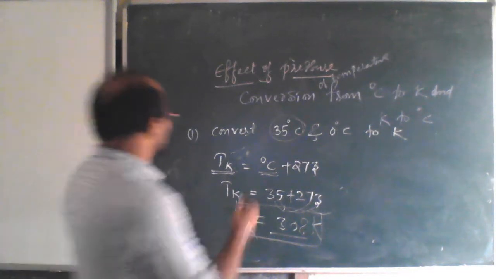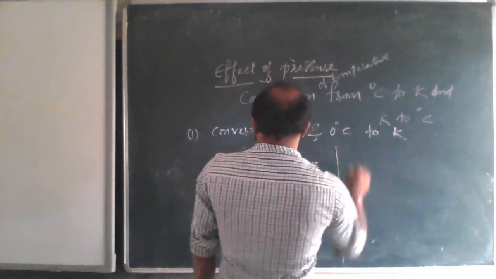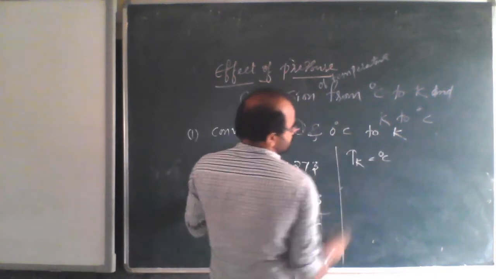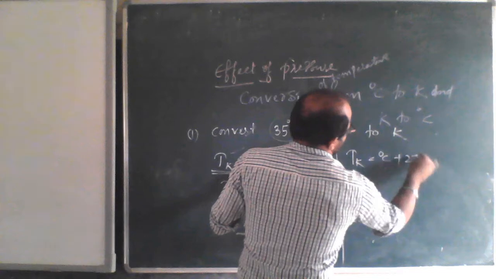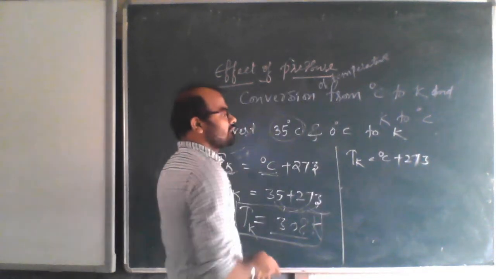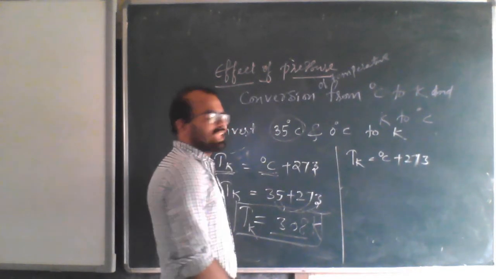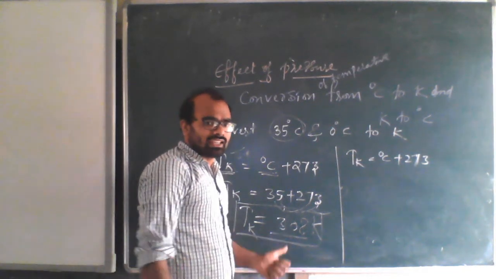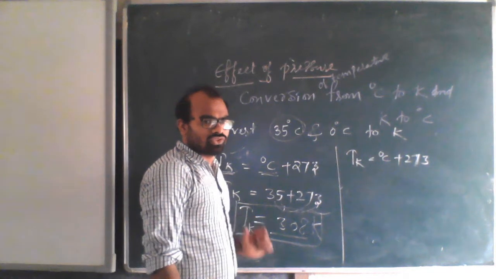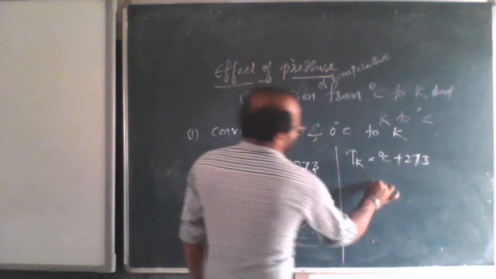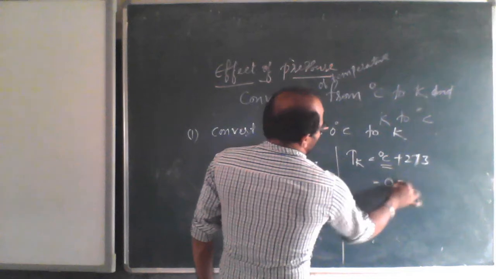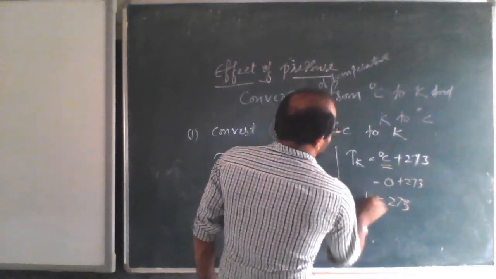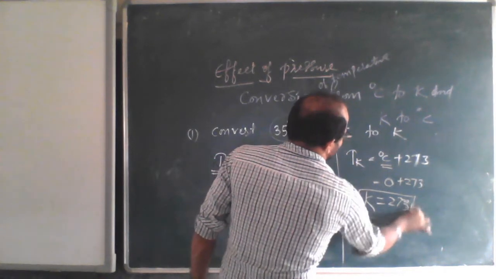Okay. Next, 0 degree Celsius. Here I will make TK is equal to degree Celsius plus 273. You can write K or TK, in whichever way you want, whichever you feel good. In degree Celsius, it is given 0. 0 plus 273 is 273. So K or TK is equal to 273 Kelvin.